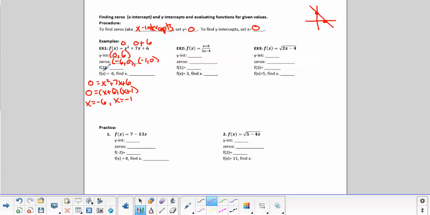f of 2 is what you get when you plug 2 in for your x's. So for f of 2, I have 2 squared plus 7 times 2 plus 6, and I get 24.